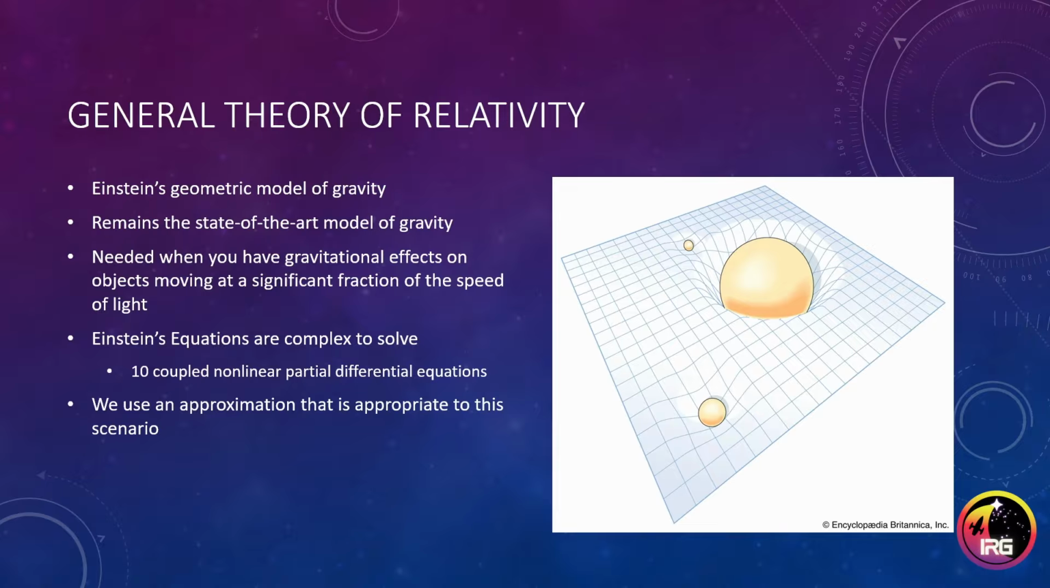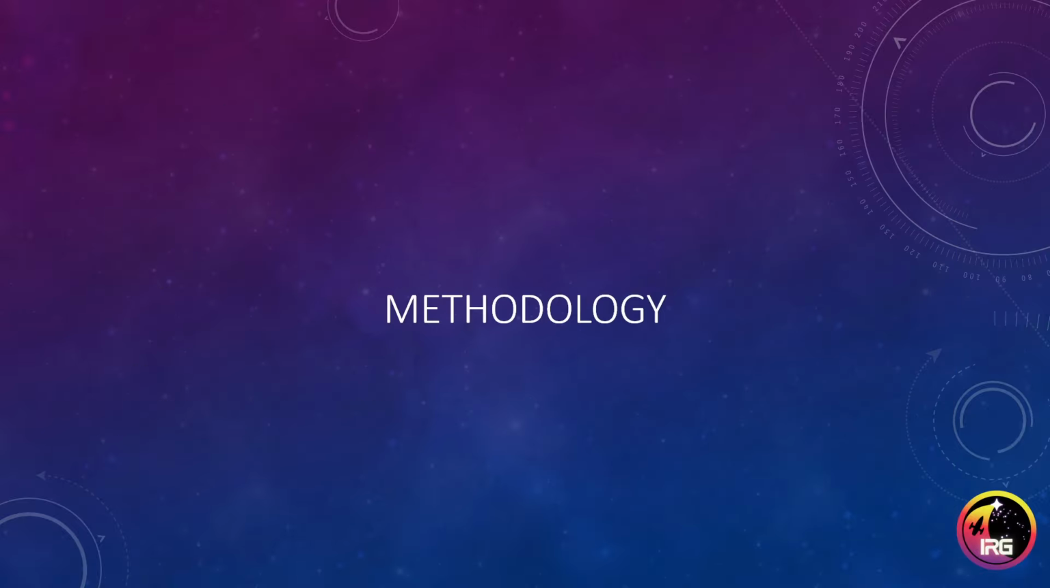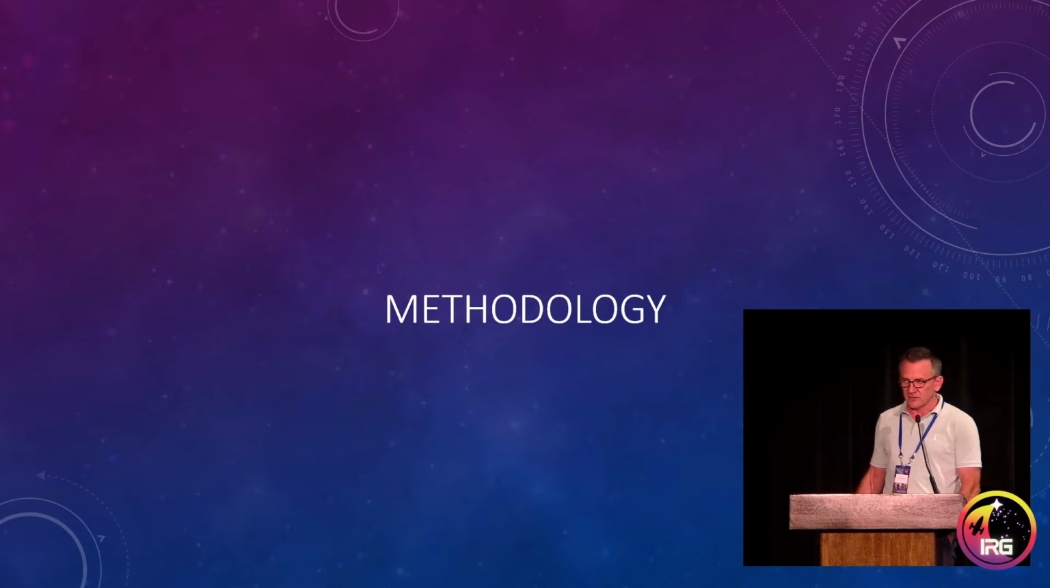The thing about general relativity is that Einstein's equations are very complex and difficult to solve. Einstein's equations consist of 10 coupled nonlinear partial differential equations. They are solvable computationally. It's been done, but it's very computationally expensive, and it's very difficult to do. So what we have done is we are using an approximation to general relativity that is appropriate in this scenario. And so I'll talk about our methodology.